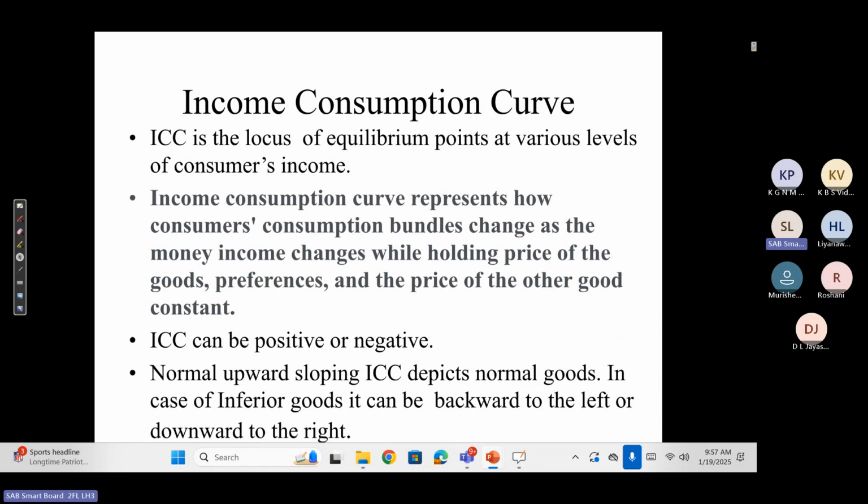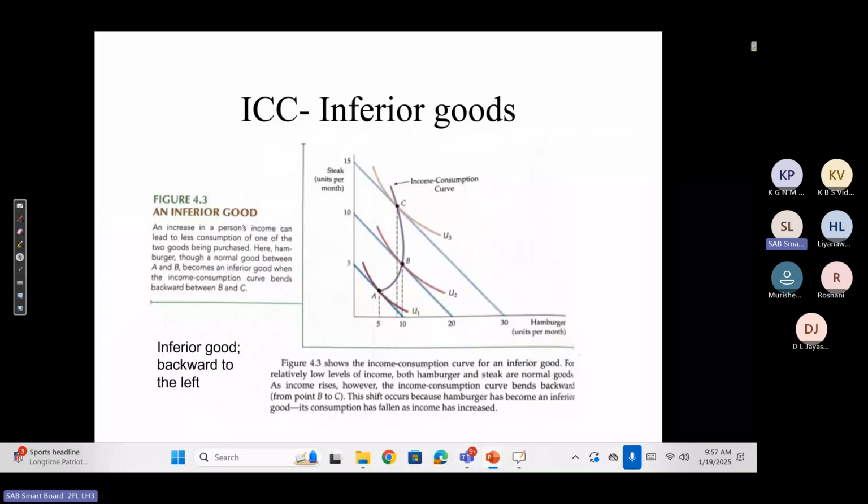Now you can see here this X bar. Can you explain this? I asked you to go through the notes. You go through the notes.